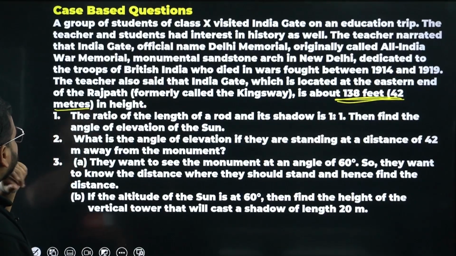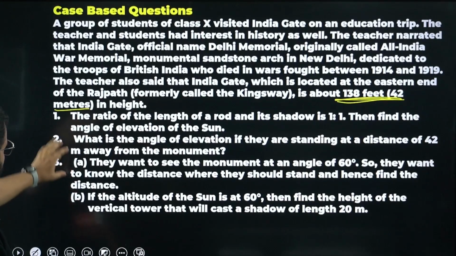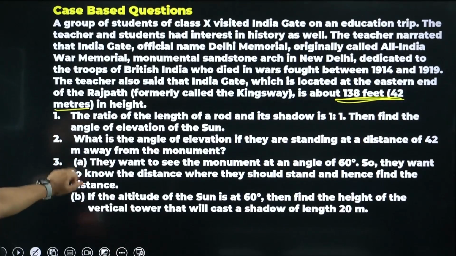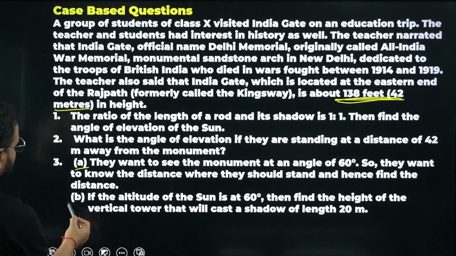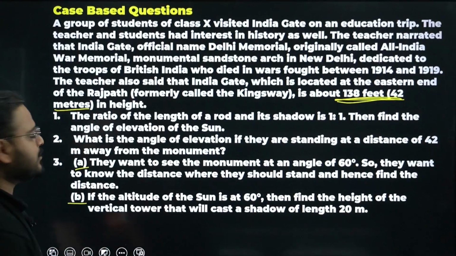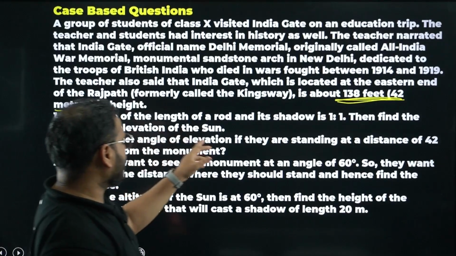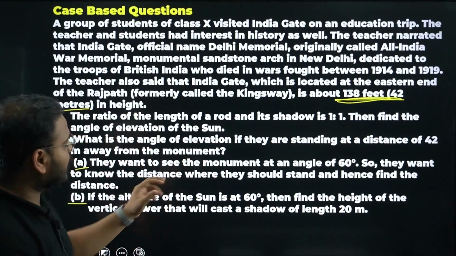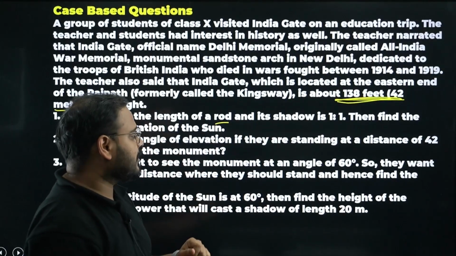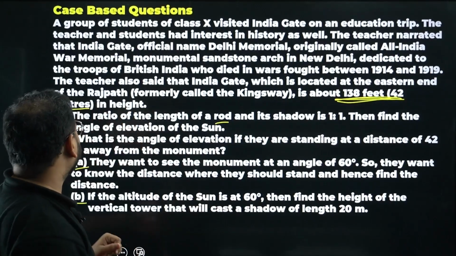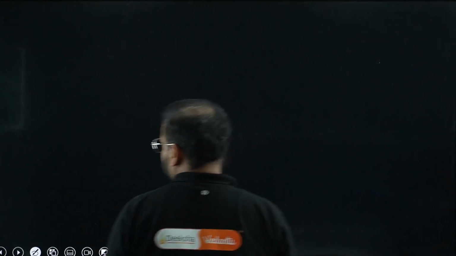Let's solve the questions. Okay, so we have to solve, total 4 questions are there, 1, 2, 3, and 3 has 2 options, 3A and 3B. Let's look at the first one. The ratio of the length of a rod, forgive me, not road, rod, and its shadow is 1:1. Then find the angle of elevation of the sun. This we know, right? No problem, sir. This is the easiest question ever, sir.